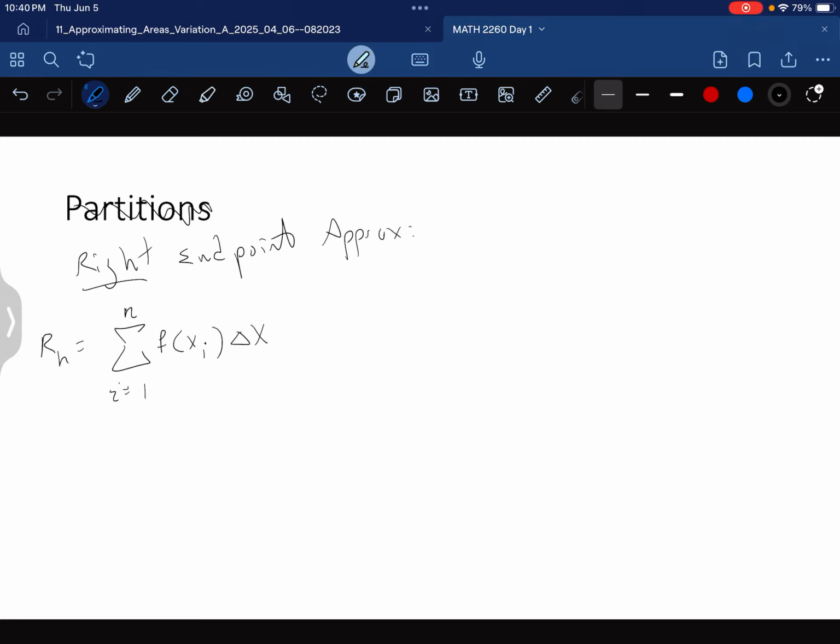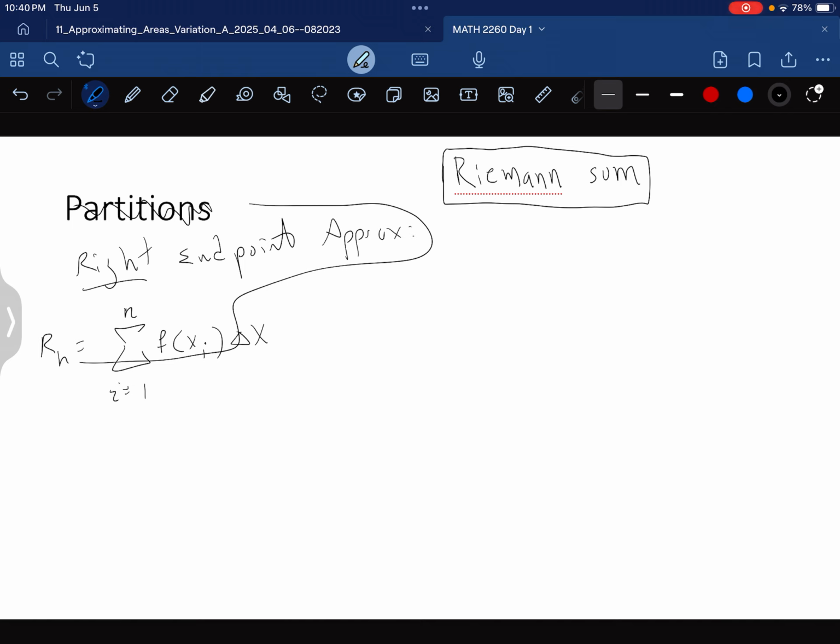So now we have a right endpoint formula and a left endpoint formula, and we're going to generalize this a little bit to create a thing called a Riemann sum. This is after the mathematician Riemann. The left and right endpoint approximations are examples of Riemann sums. But specifically, what is a Riemann sum? Okay, so here's our definition.